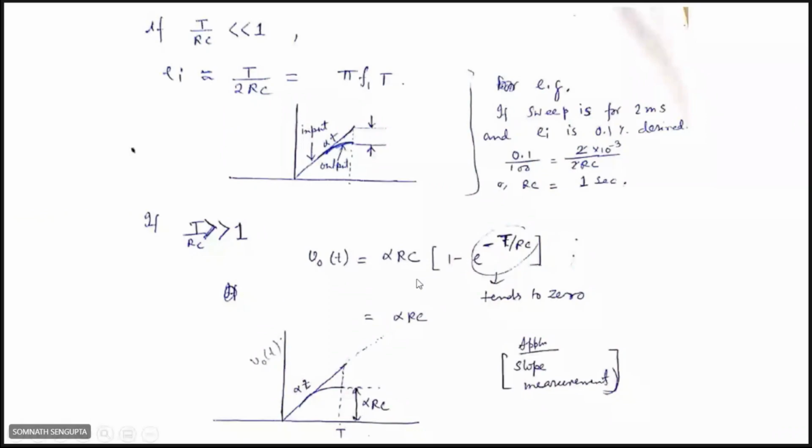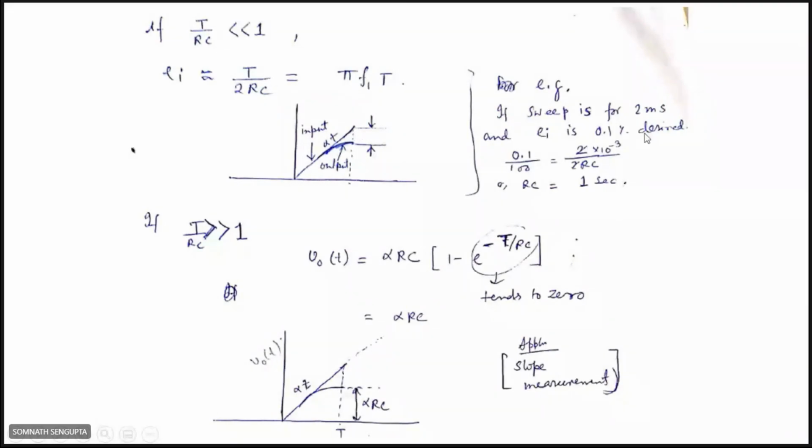Now if t by rc is small, it is a very important condition: this exponential term will be very small, so it becomes alpha rc. Only this one, alpha rc, if the time constant is small. But if the time constant is large, there is some deviation.